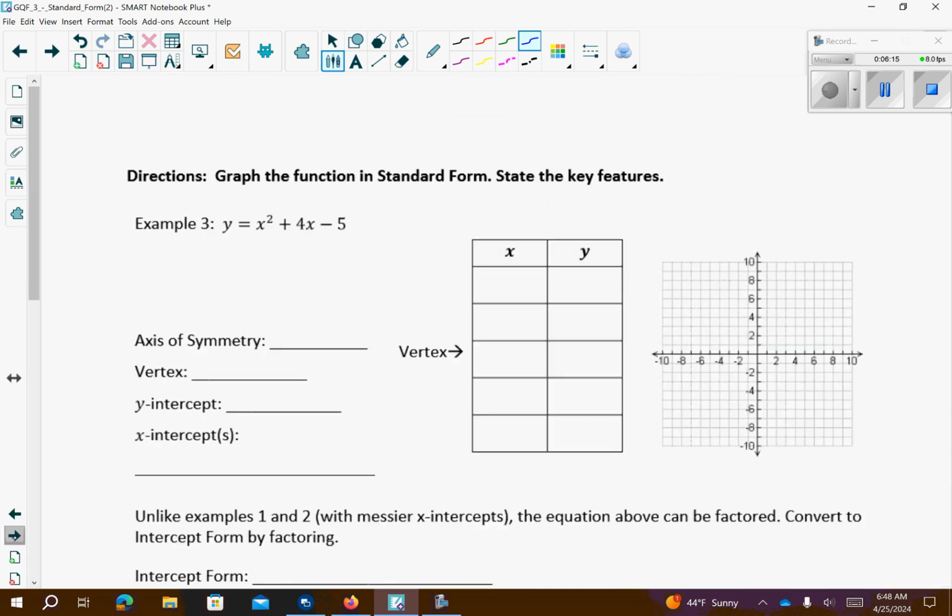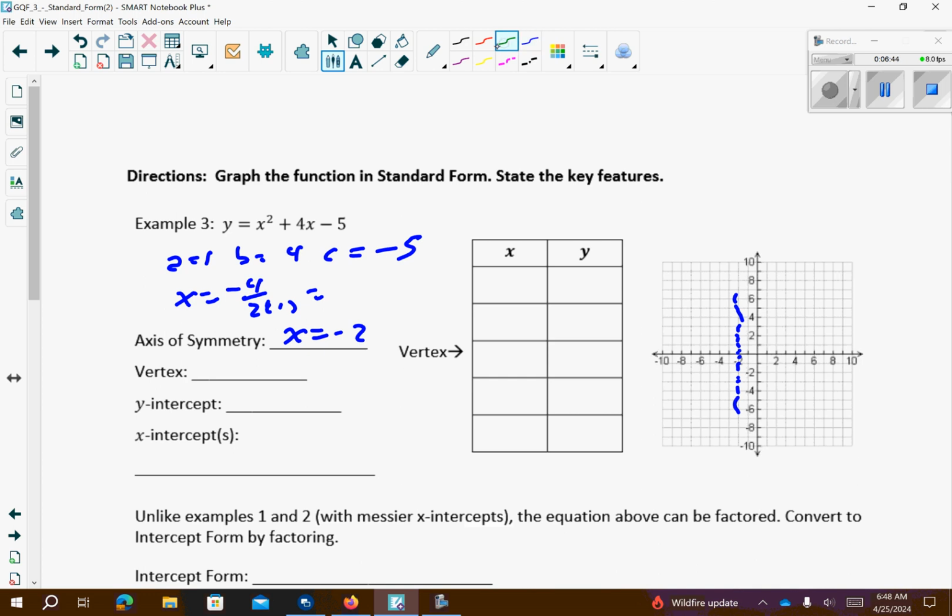All right, page 124. Let's do the same thing. So my A is 1, my B is 4, my C is -5. So I'm going to go x equals -b over 2a, so -4 over 2 times 1, which comes out to just -2, so x equals -2 is my axis of symmetry.